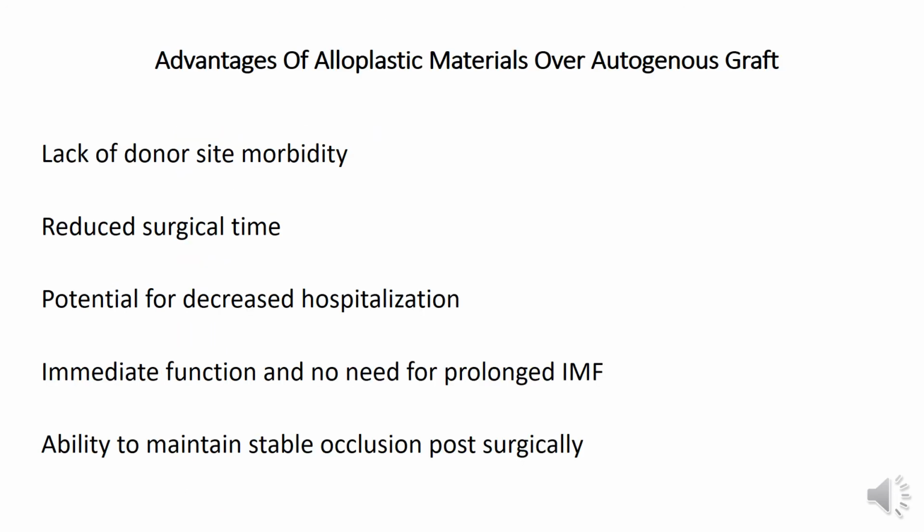So the advantages of alloplastic material over autogenous graft are lack of donor site morbidity, which is more important. There is reduced surgical time, because a donor site has to be prepared and the surgical time is going to be more if you want to take an autogenous graft. Potential for decreased hospitalization, immediate function and no need to go for prolonged intermaxillary fixation. Ability to maintain stable occlusion post-surgically.